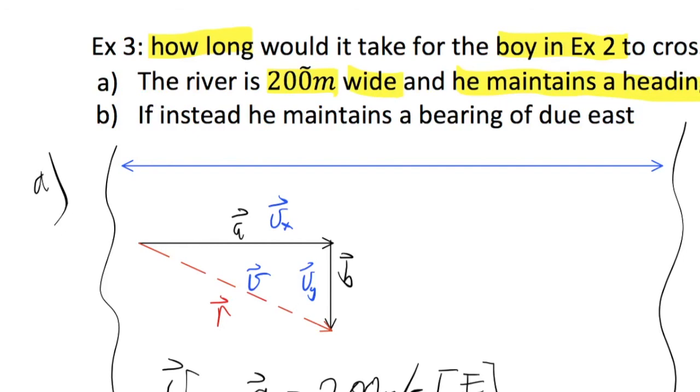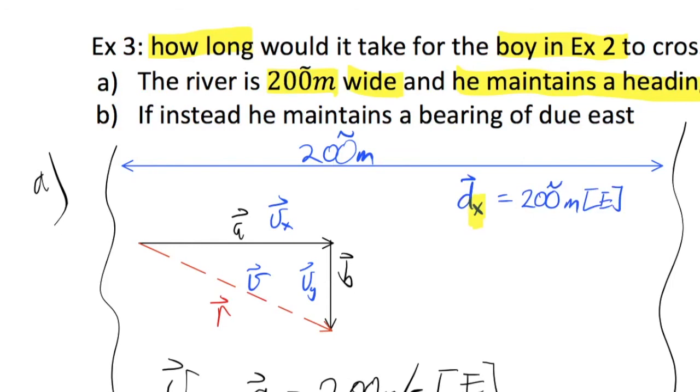Well, the river is 200 meters wide. The question is, along which axis is this? So this 200 meter width is happening along the east-west line. So the boy is starting from the western part of the shore and swimming towards the east. So really, the displacement along the x is equal to 200 meters east.